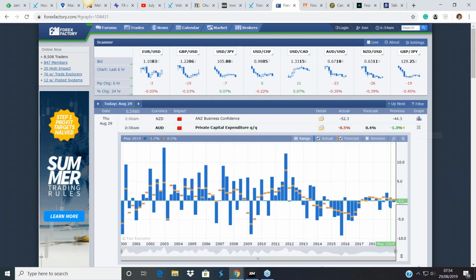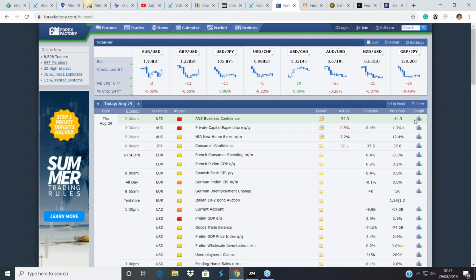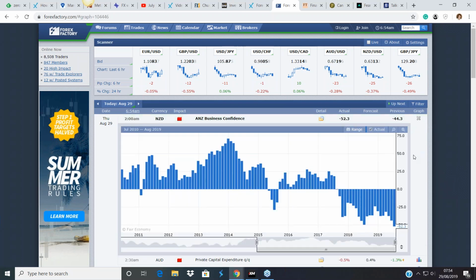You always get a graph on Forex Factory, and just have a look at the graph and see how consistent this release is. Does it always miss, as it were, or does it come in more or less on target? If you have a lot of variation, you think, oh dear, then possibly it may be more volatile than usual. Whereas you look at something like this, business confidence, and you can see here it's much more steady.